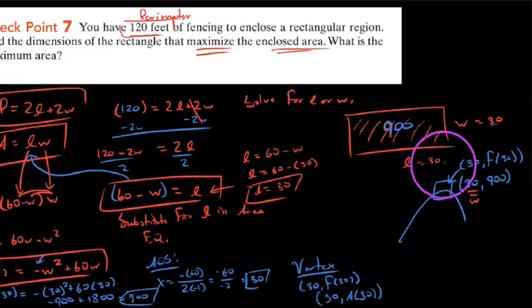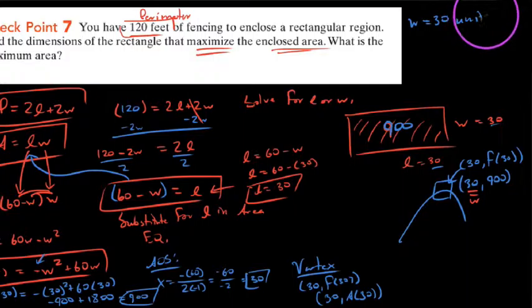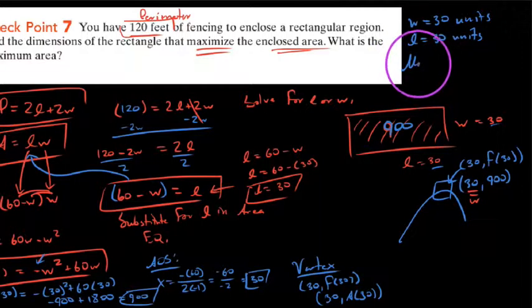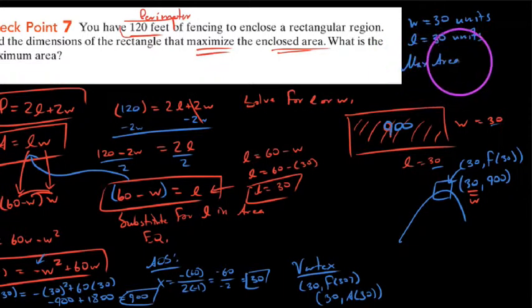Also, our maximum area here was 900 square whatever units, and we got that by taking our length times our width. So what are the dimensions? The width is equal to 30 units. I didn't disclose what units we were using. The length is equal to 30 units. And we would have a max area of 900 units squared.